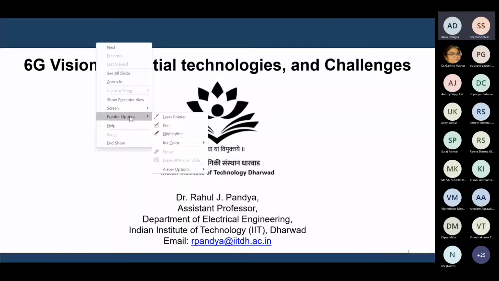The frequencies which we are going to use, the band is 0.1 terahertz to 10 terahertz. And the spectrum efficiency we are targeting is 5 to 10 times that of 5G. So if you look at this vertical, the spectrum efficiency we are targeting is 5 to 10 times that of 5G, which is targeted for very high mobility and smart vehicular networks with very high speed.